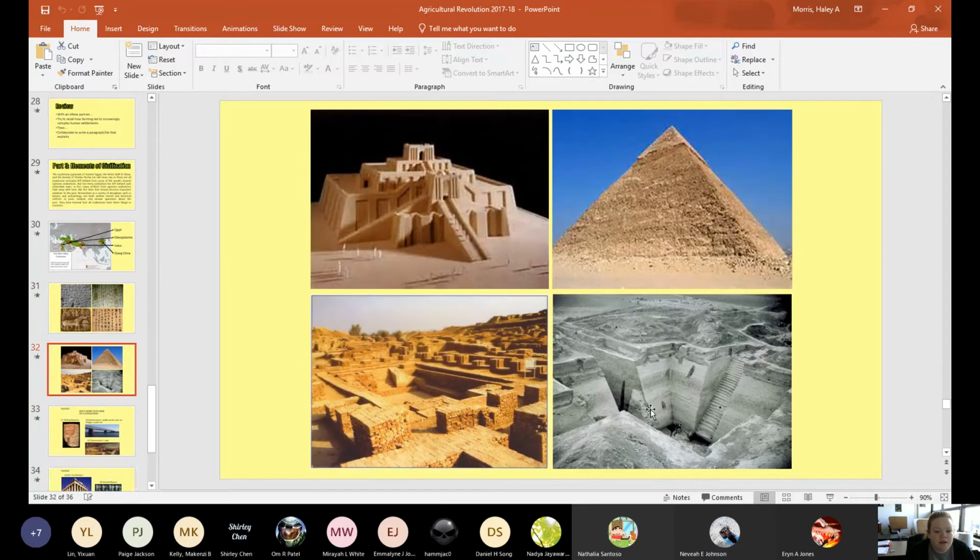So we have different structures that have been built over time. Who knows what this is? This is a really famous building. What is it? Or not building, structure. Really famous structure in the upper right-hand corner.